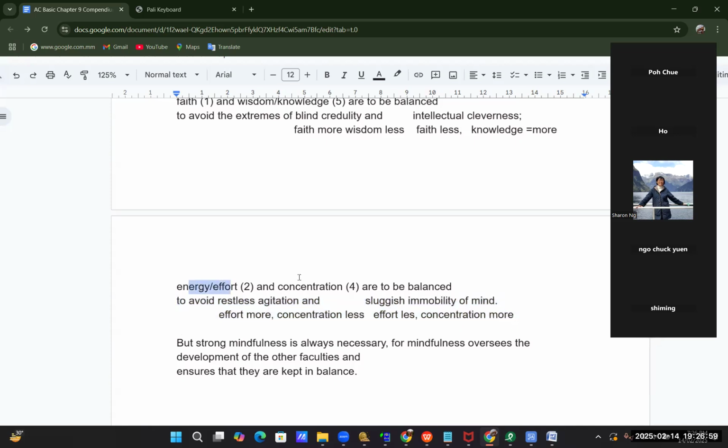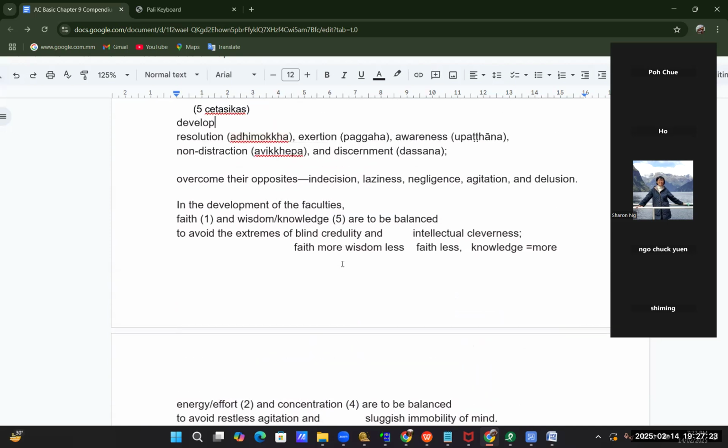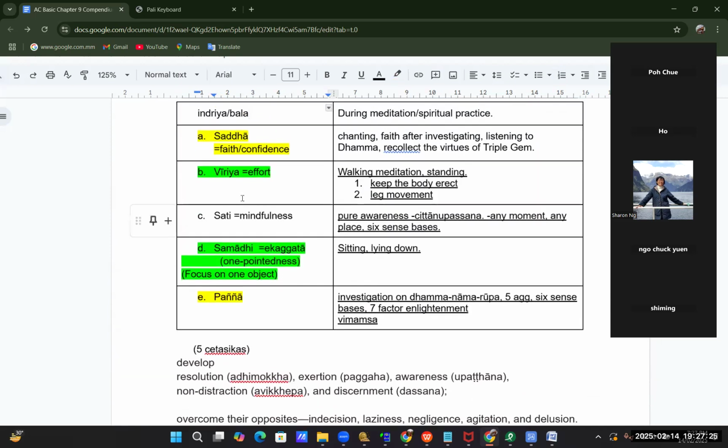So we need to balance effort and concentration. That is why we need to practice walking meditation and sitting meditation. Walking meditation will help increase the effort, and sitting meditation will help improve the concentration. So effort and concentration should be balanced by doing walking and sitting meditation. But mindfulness is always needed.